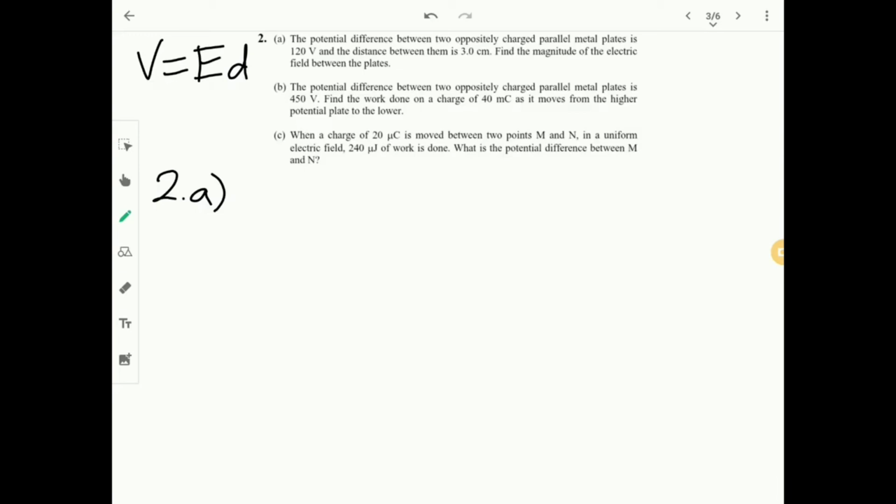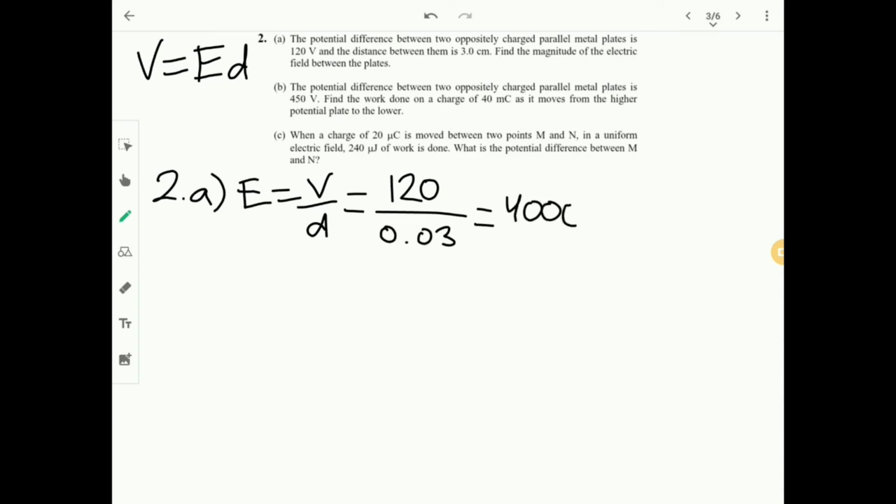So we're looking for the electric field. So that's E equals V over D. So 120 over 0.03 meters, because we want it in meters. That's 4,000. Now we have many possible units, but a good unit would be, since this is volts and this is meters, volts per meter.